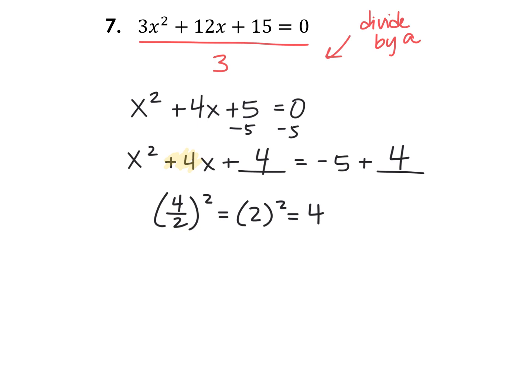Okay. You could play the X game in your head, or you cannot. Doesn't really matter because you know what number is going to go in. It's this. It's the 2. Because the 2 numbers I multiply to 4 and add to positive 4 are 2 and 2. So it would factor as x plus 2 squared equals, what's the right side? -5 plus 4. -1. That's fun.